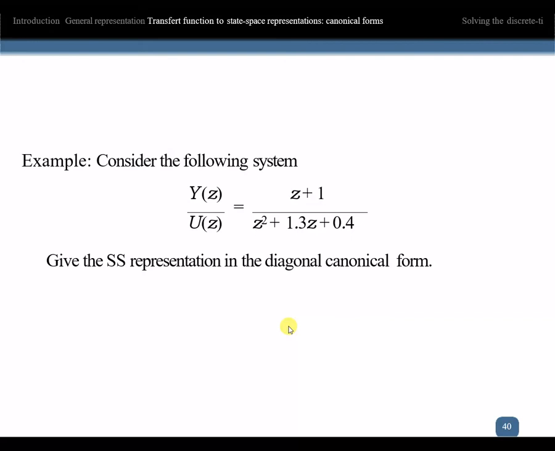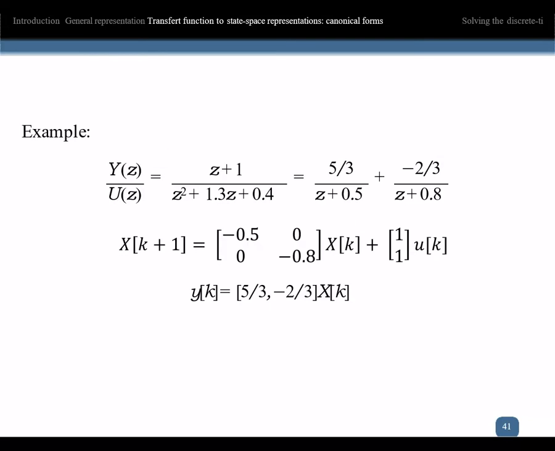Okay, this is the system. Give the state space representation in the diagonal canonical form. Easily, based on the partial fraction, you have the two poles, and here become the numerators. The two poles become the diagonal form of the system, and the output becomes the numerators of the transfer function.